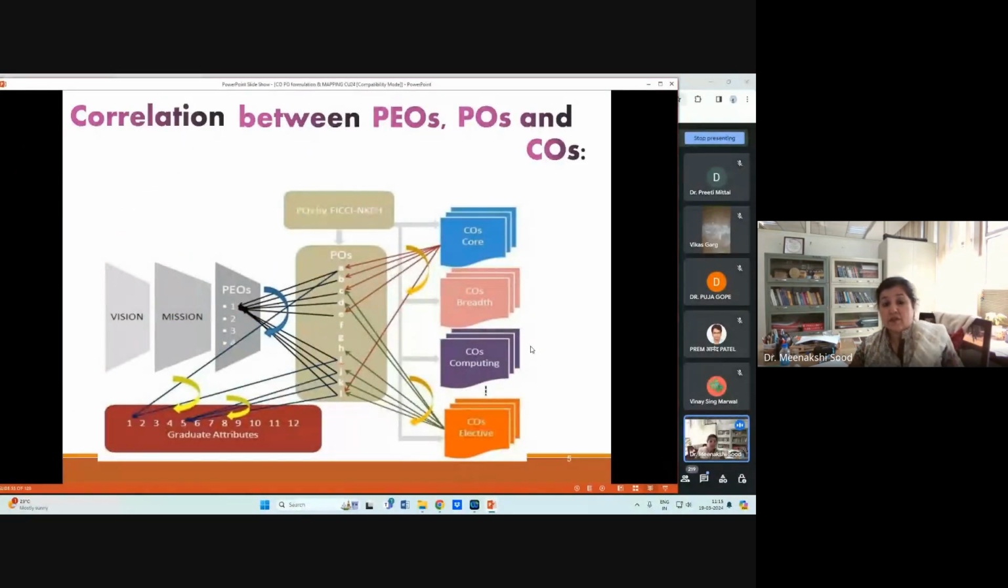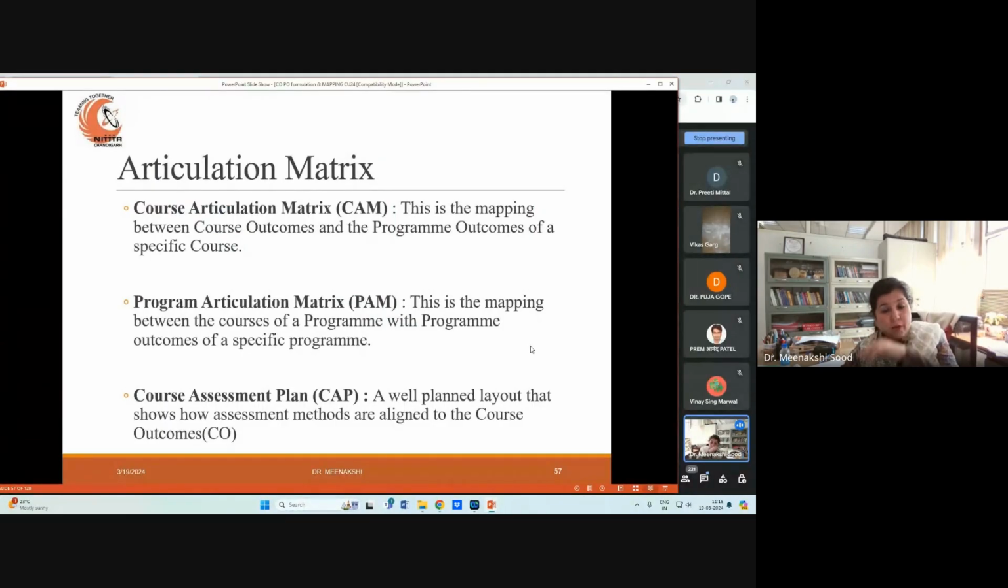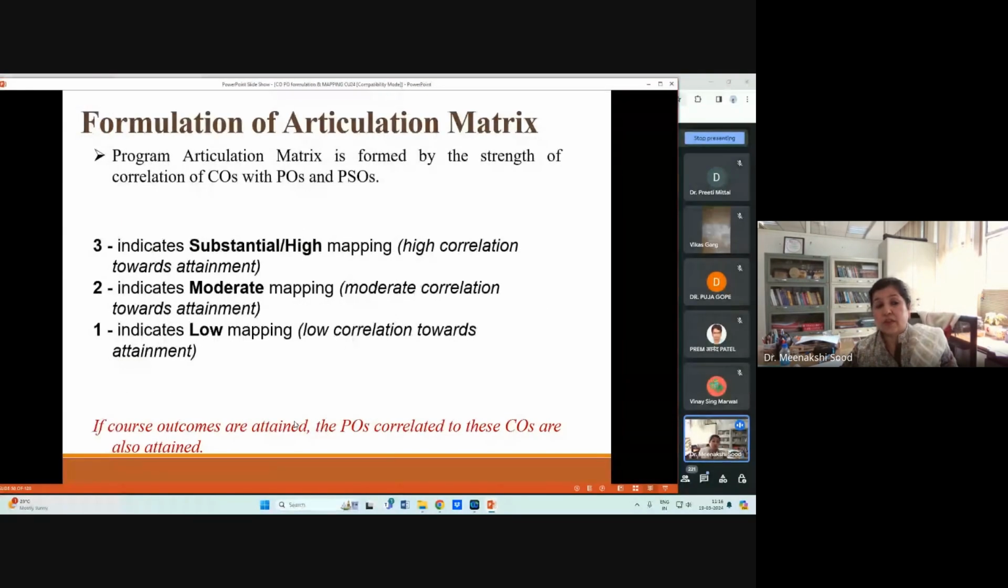So it is very important first to get a correlation between all these parameters of OBE: COs, POs, mission and vision. All of those should be correlated with each other, and this correlation is nothing but in the form of a matrix. So we have three matrices. One is the course articulation matrix, which shows the mapping between the course outcomes and the program outcomes. Another is the program articulation mapping, which shows the program outcomes with the courses. And then you have the course assessment plan, which I showed you just now, showing how the course outcomes are mapped with the assessment methods which you are going to employ.